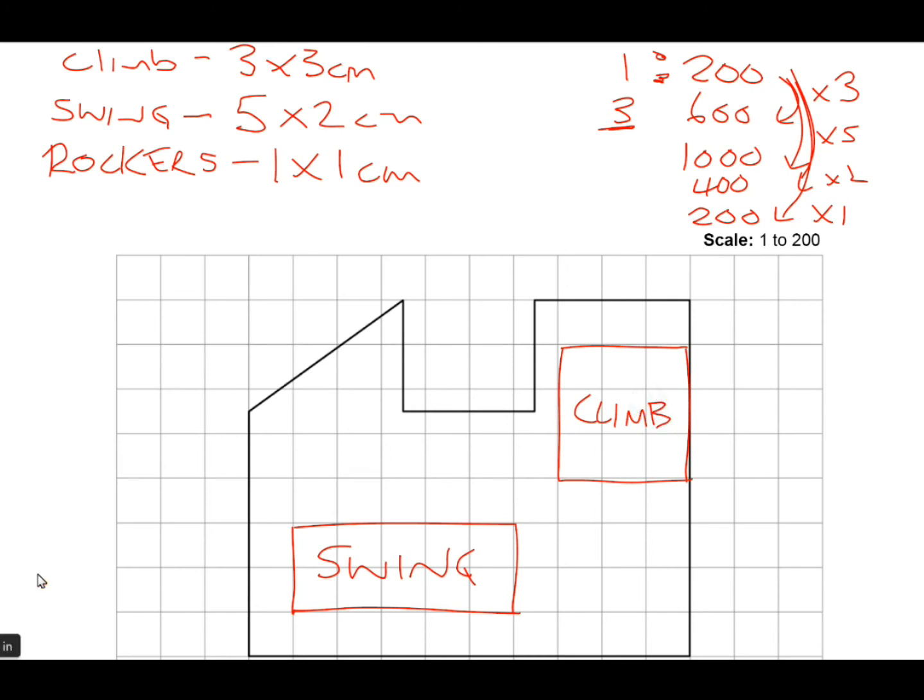And then finally, 2 rockers, which are 1 by 1. So we could put a rocker up here and maybe a rocker down there to make our playground look busy and have as much space as we can between them. And that's just one of many designs you can come up with. The important thing is this thing here, which are the dimensions of the pieces of equipment from the strap line that you were given.